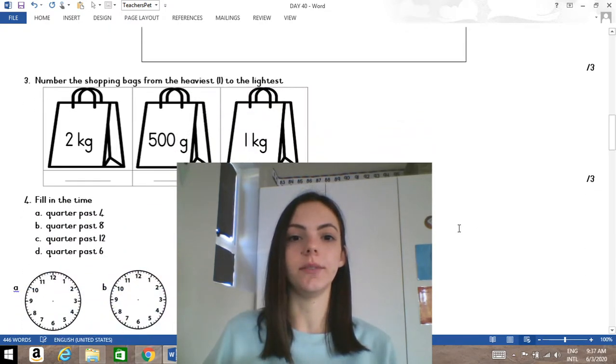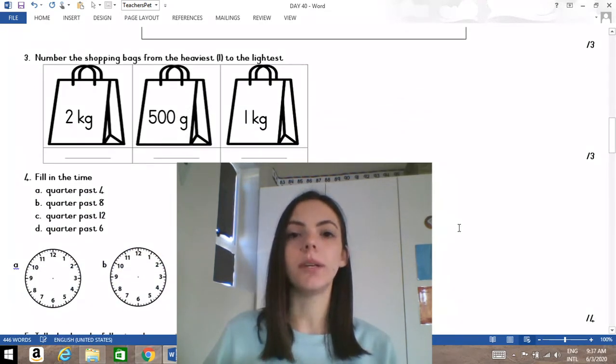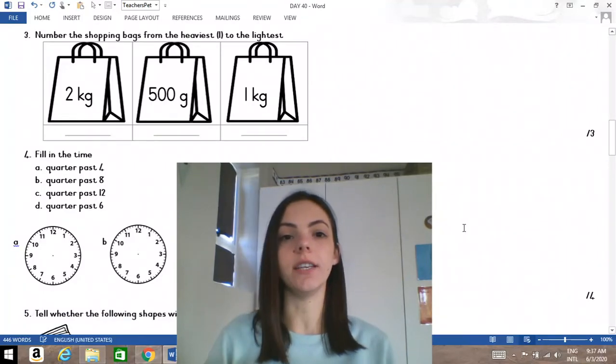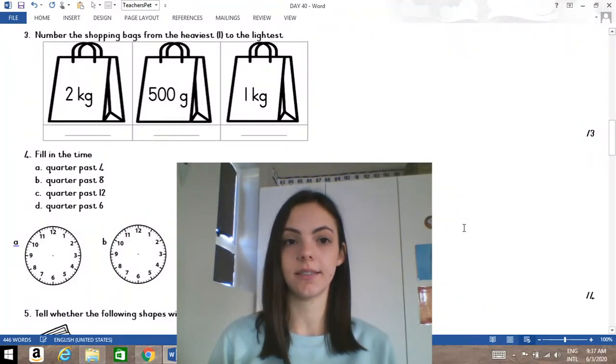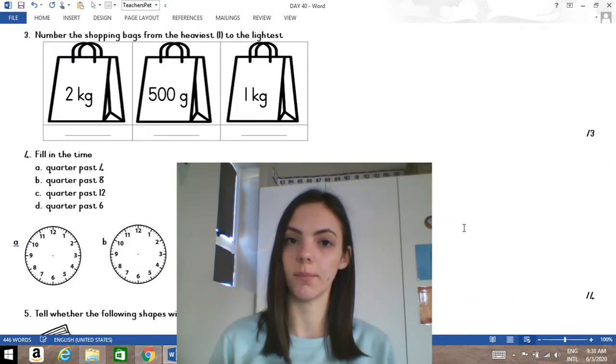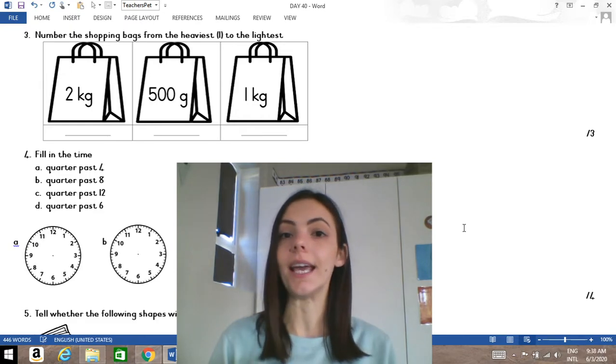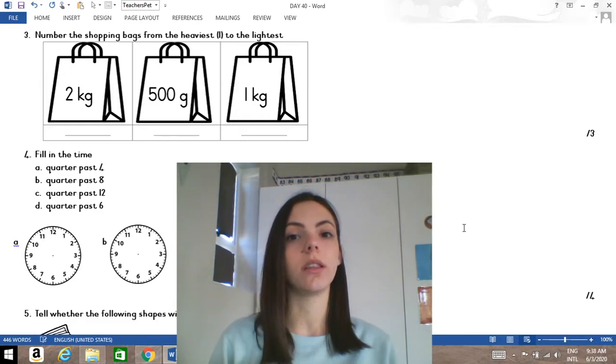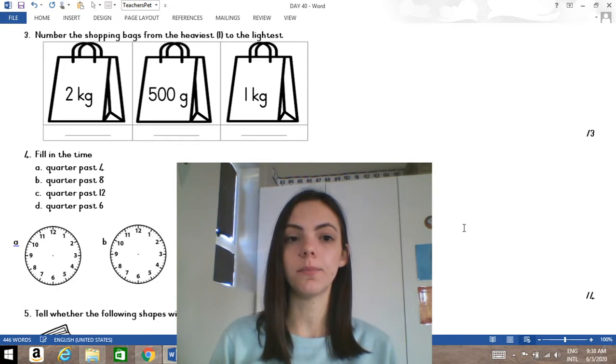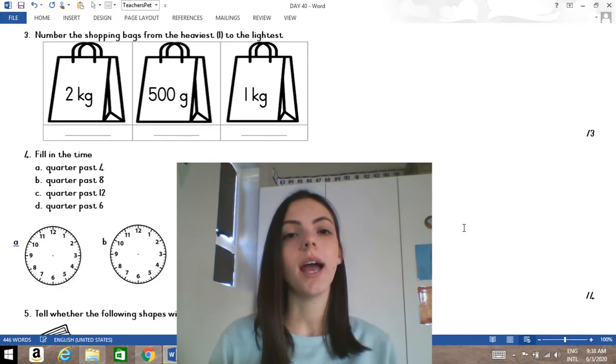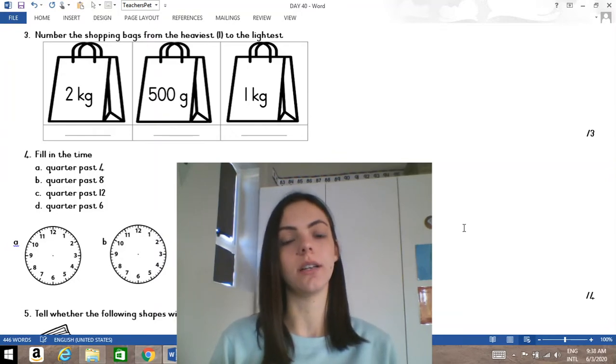Number 3. Number the shopping bags from the heaviest to the lightest. Now there's 3 shopping bags: 2 kilograms, 500 gram and 1 kilogram. I want you to number the heaviest one with a number 1 underneath it, and then the one after that number 2, and then obviously the lightest one must be number 3.